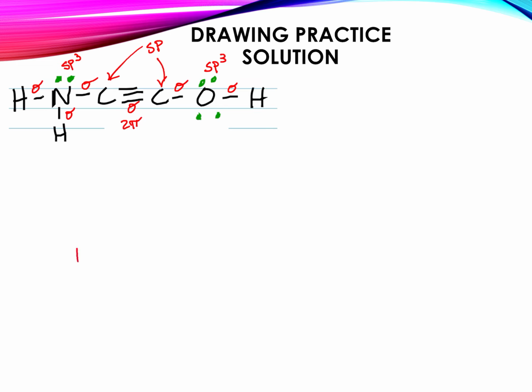So let's start off with the nitrogen. The nitrogen has 4 sp3 hybrid orbitals. So we go 1, 2, 3, 4. 2 of them are going to make sigma bonds to a hydrogen.